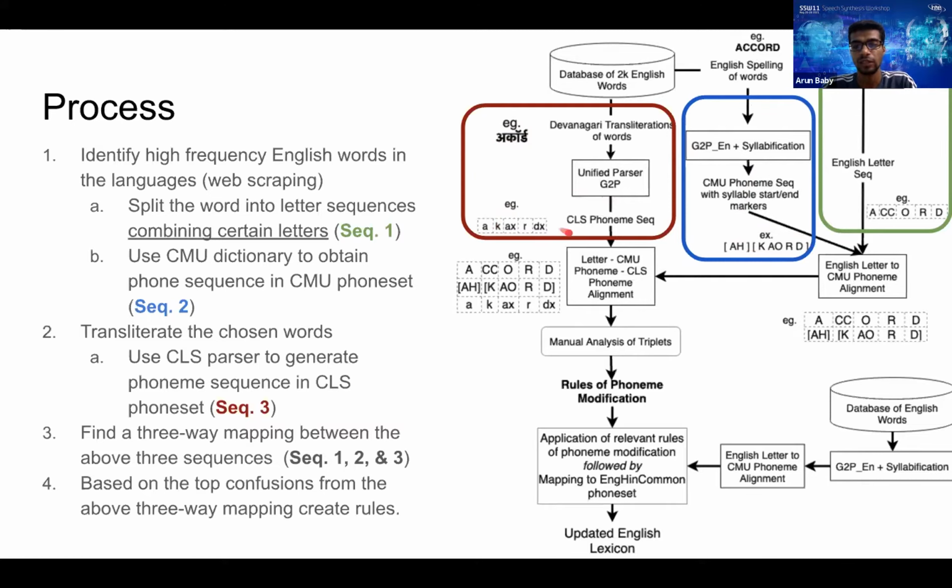Now the second task is we have to align all these things properly. So here, this accord, we are aligning with the CMU phoneme sequence, then we are aligning with the CLS phoneme set afterwards. So once this kind of alignment is done, we are manually analyzing all these triplets to figure out what kind of mistakes are happening. So once we have the set of triplets, we will figure out some kind of rules for this modification of phonemes. And with this, we can either integrate it into a parser, or we can manually correct our entire dictionary.